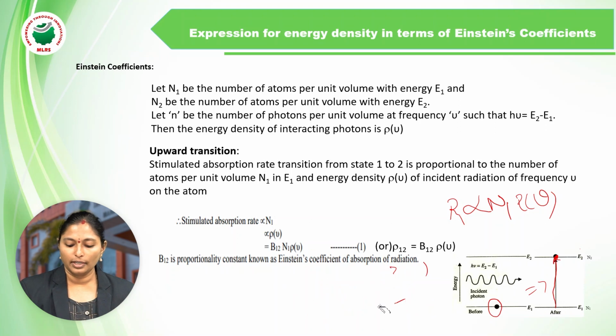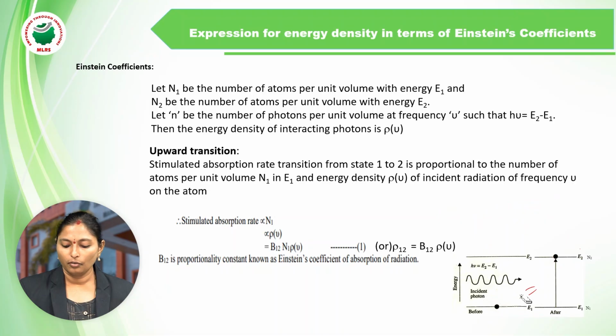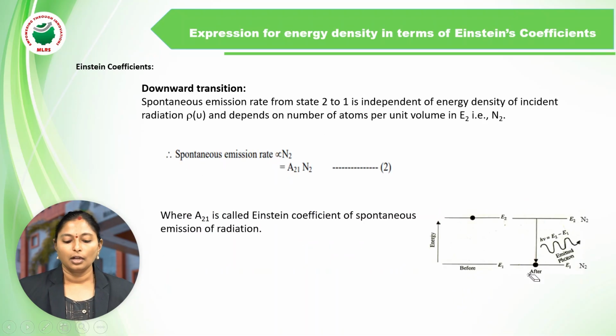Now you can observe that this is the upward transition. The next transition process is the downward transition. In downward transitions, we have 2 types of emissions: one is the spontaneous emission and the second one is the stimulated emission. First, we will go with the spontaneous emission.